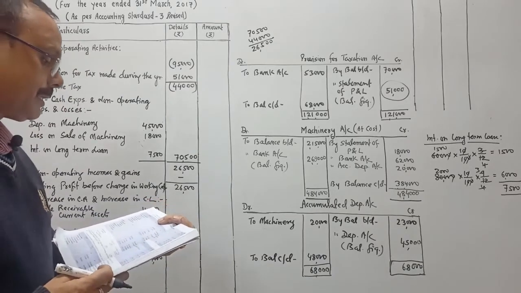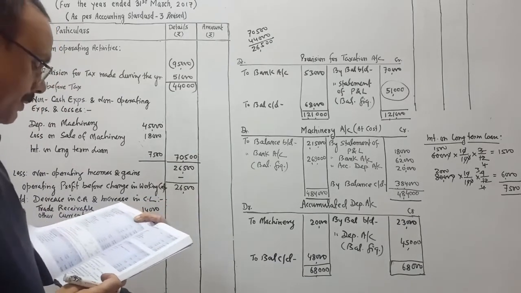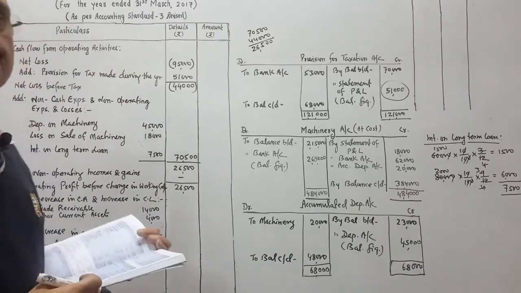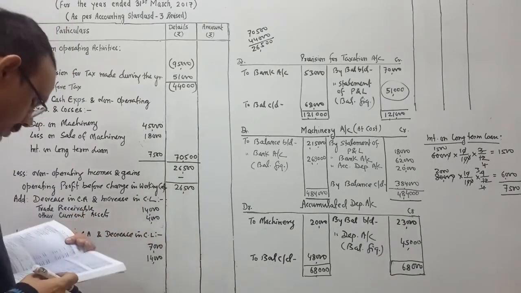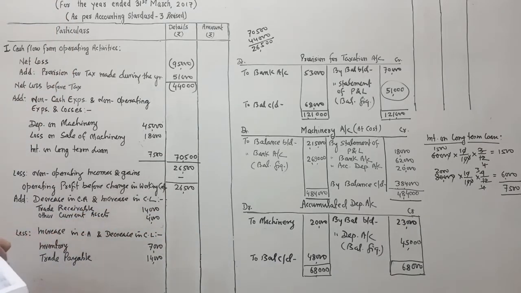Next is your short term provisions. Note number 3, we have seen it is related to provision for tax.